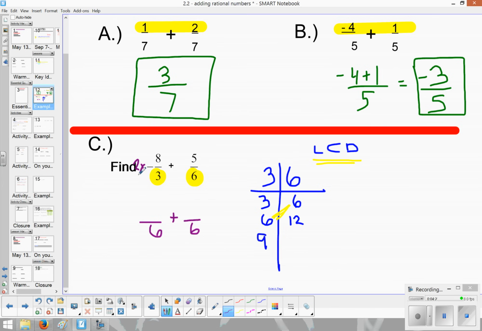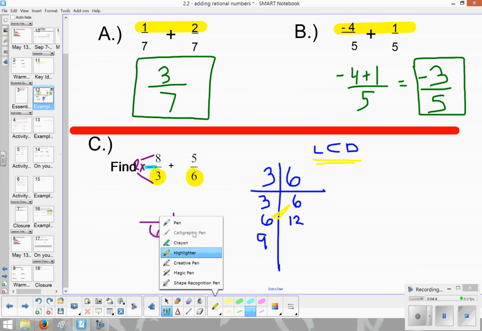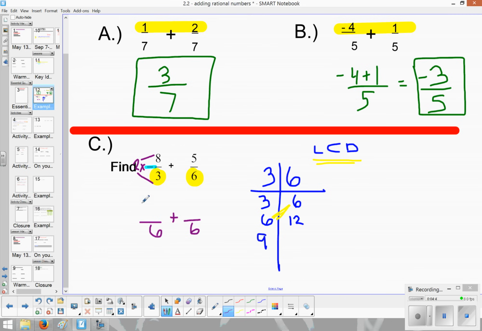So now, when we're multiplying our fractions, whatever you do to the bottom, you have to do to the top. So since we did 2 times 3 here, we're going to do 2 times 8. But the problem is, this is just not any 8. It's actually a -8. So we're going to have to do 2 times -8. What is 2 times -8? Well, 2 times -8 is -16, so I'll put that right here.